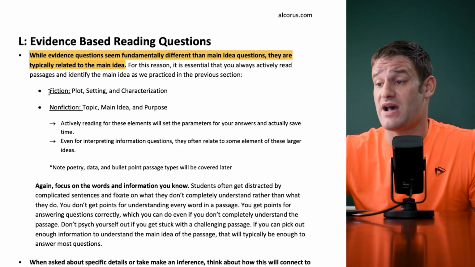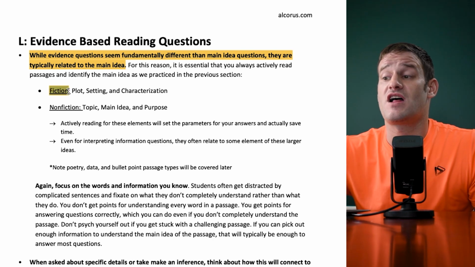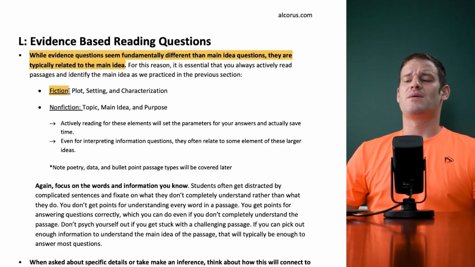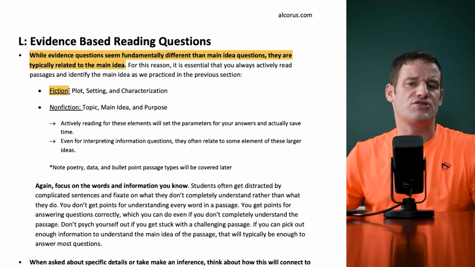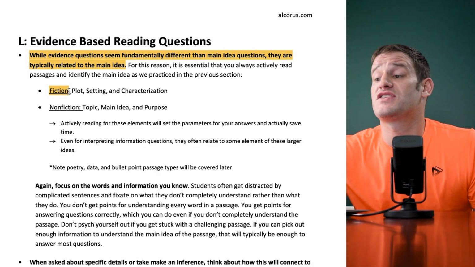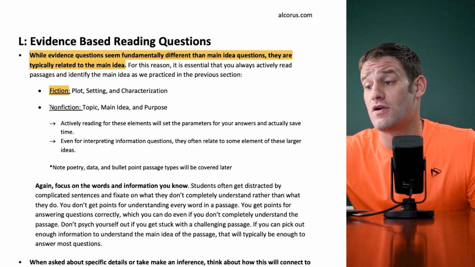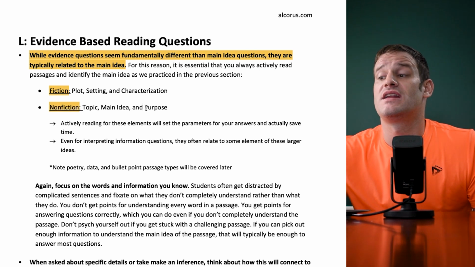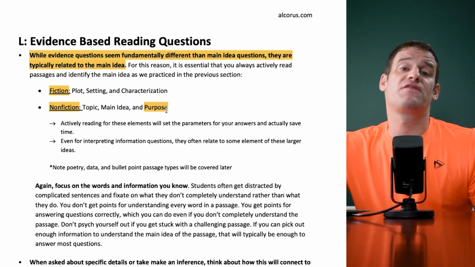For a fiction passage, you need to be looking for elements of characterization, setting, and plot. And those elements should help you figure out the larger idea of that fiction passage, or the larger theme. And for nonfiction passages, you need to look for the topic, main idea, and especially the purpose. And that purpose should be reflected in the main idea.